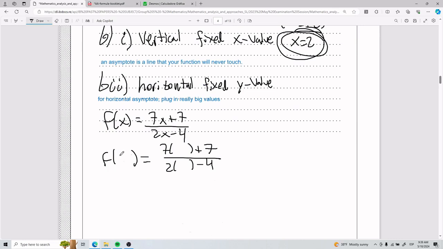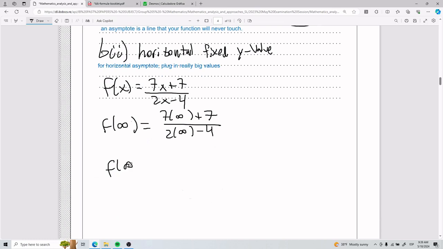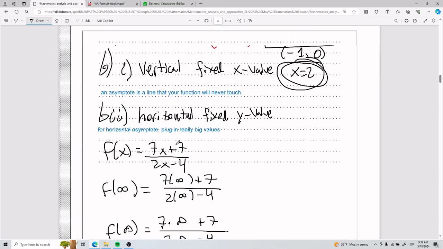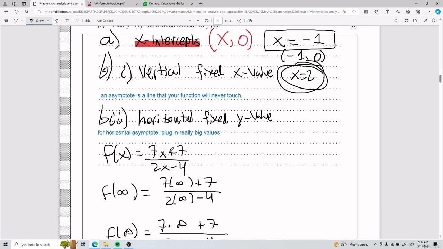Let's imagine for a second that you're plugging in infinity. I know this is kind of whack, but just trust me for a second. If you plug in infinity, we have 7 times infinity plus 7 divided by 2 times infinity minus 4. Infinity is just a crazy massive number. This is not actually how infinity works, but intuitively, for the horizontal asymptote, it's going to help.